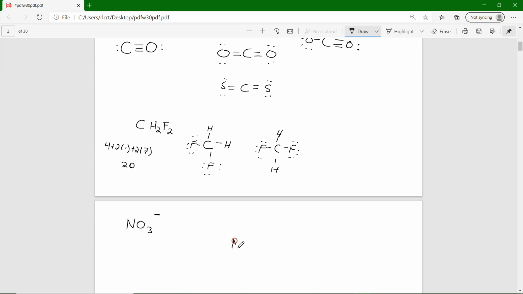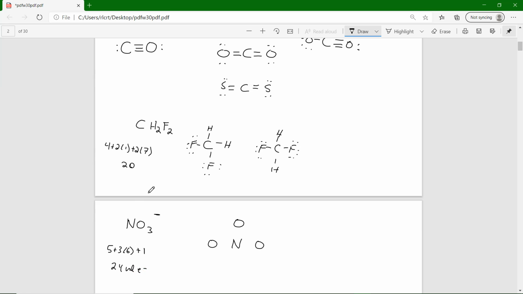Nitrogen likes to be in the center because it is in group 5, and oxygen is in group 6. So I got 3 here. The oxygens try to surround the nitrogen as much as they can. Really, this is technically the conjugate base of the strong acid nitric acid. So NO3 minus. Nitrogen gives me 5, each oxygen gives me 6, and I have 1 more, so I have a total of 24 valence electrons. The kids freak out about that negative sign. What does that mean? It just means there's 1 more electron hanging around in the system, so it's 24.